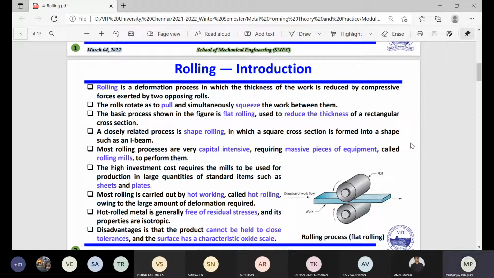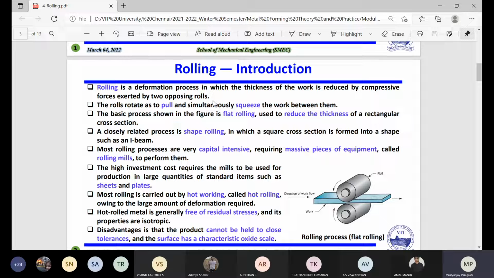We already talked about forging, and in the beginning, when we talked about mechanical working, we also covered forging, rolling, extrusion, and sheet metal drawing. You know the basic fundamentals there. Well, it is a process where thickness is reduced by putting the workpiece between two rollers. Okay, fine.